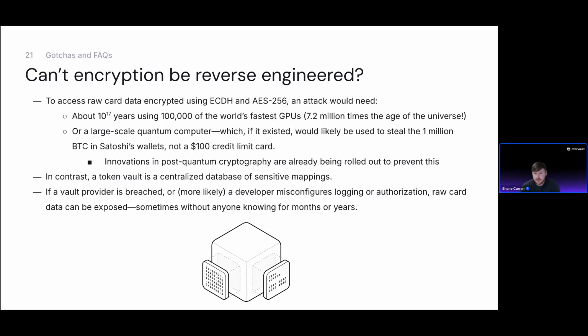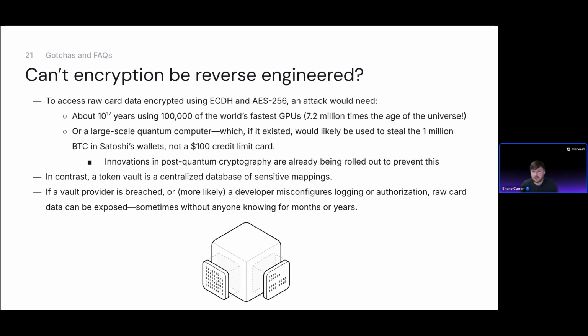So using ECDH and AES 256, ECDH is elliptic curve Diffie-Hellman. It's probably the most popular form of public key encryption. It's used by Bitcoin, for example, as well as TLS in your web browser every time you open a web page. And then AES 256 is the most well-established symmetric encryption scheme. So this is how the internet itself is already encrypted.